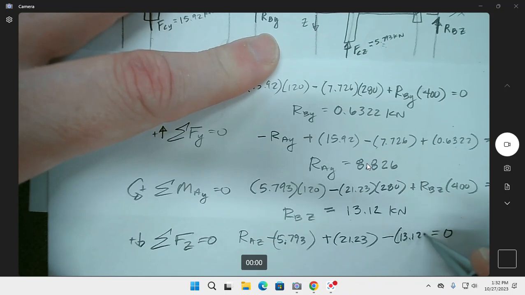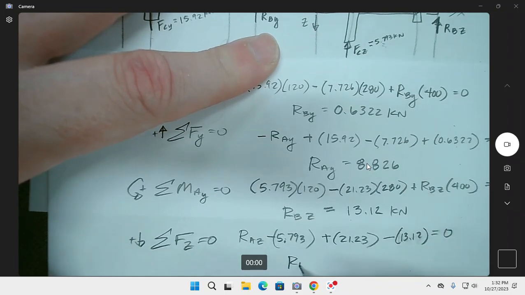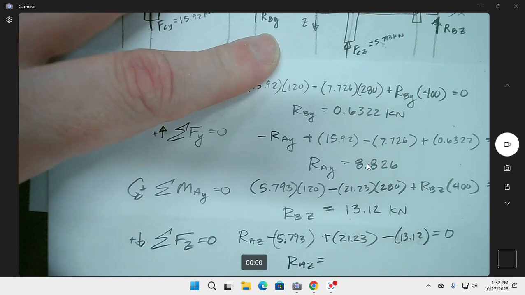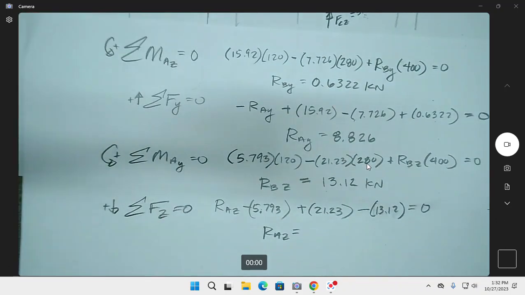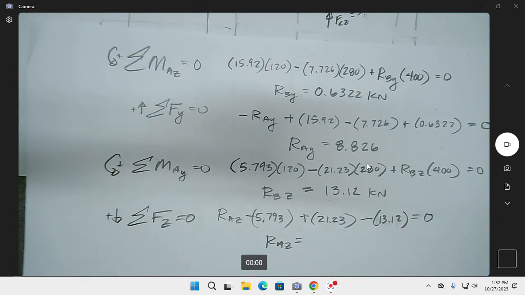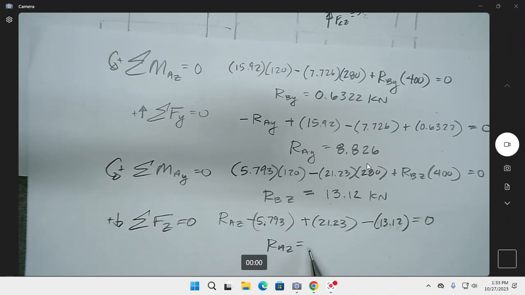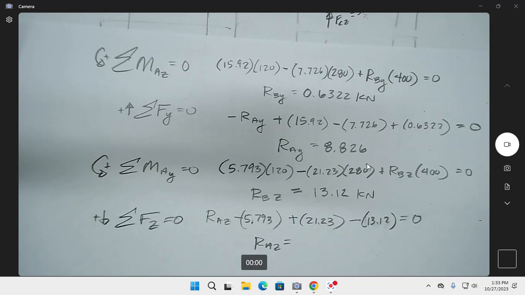13.12. We just found that. So RAZ. Okay, so here is one where it ended up we chose wrong, right? I just took a peek over at my thing, and we had to keep track of the signs correctly to identify that.